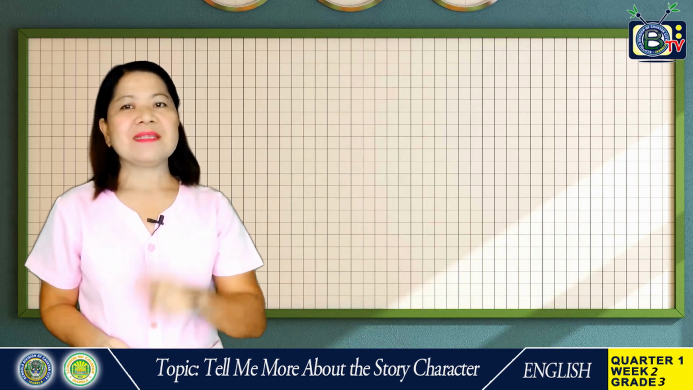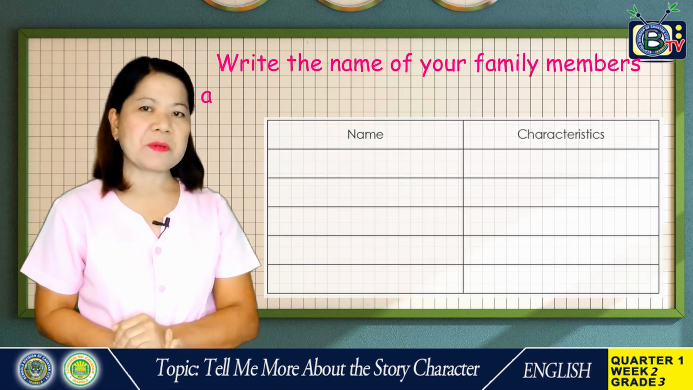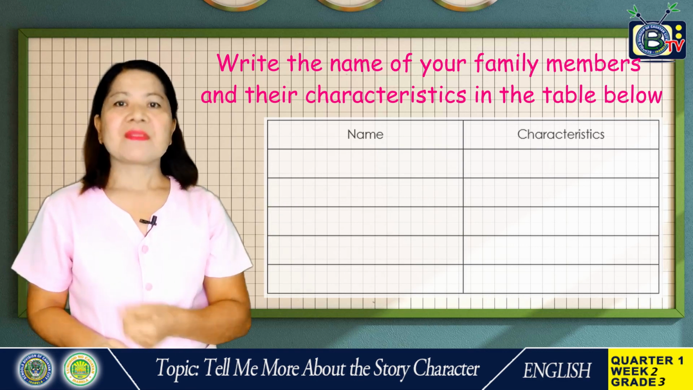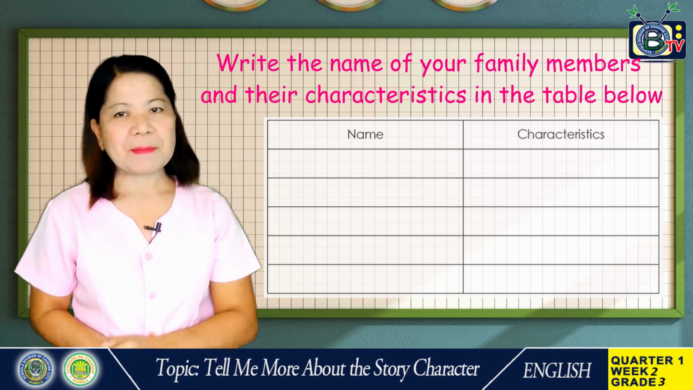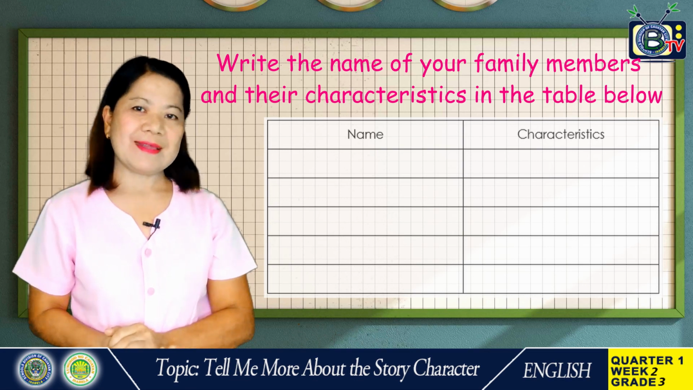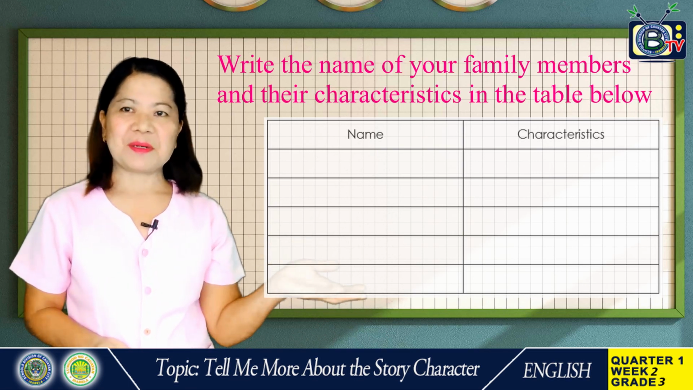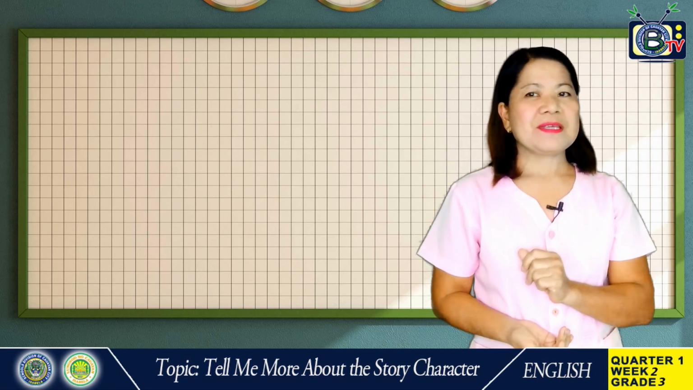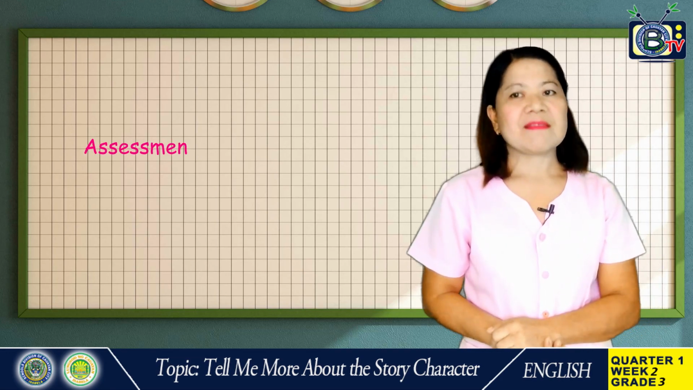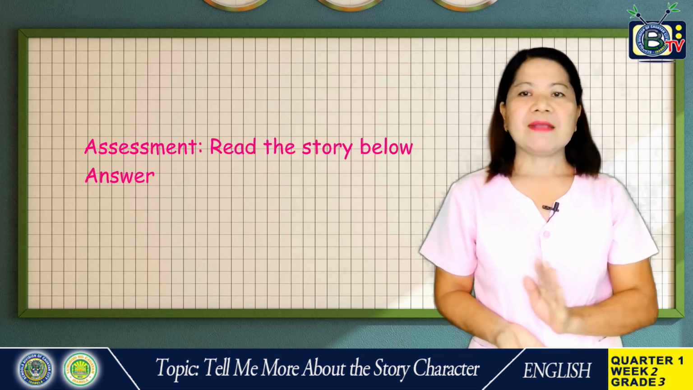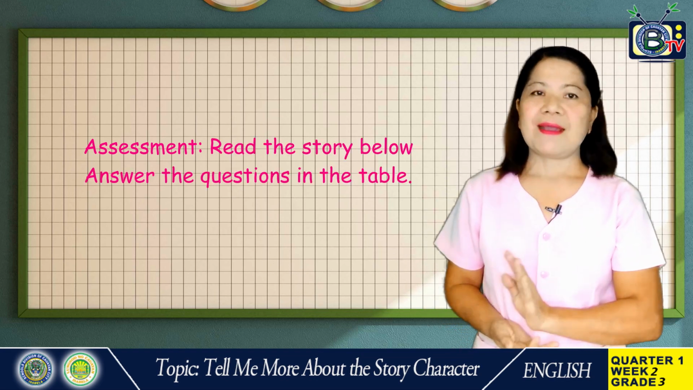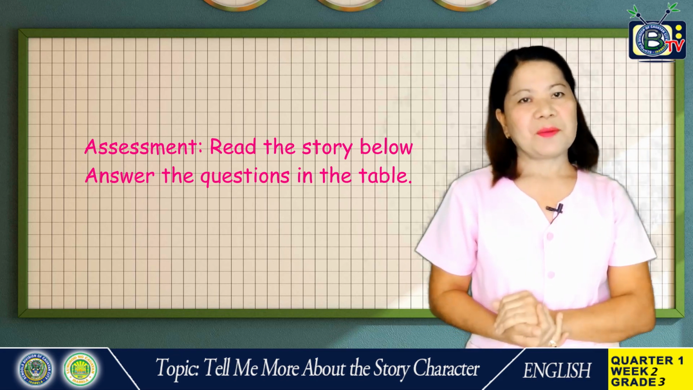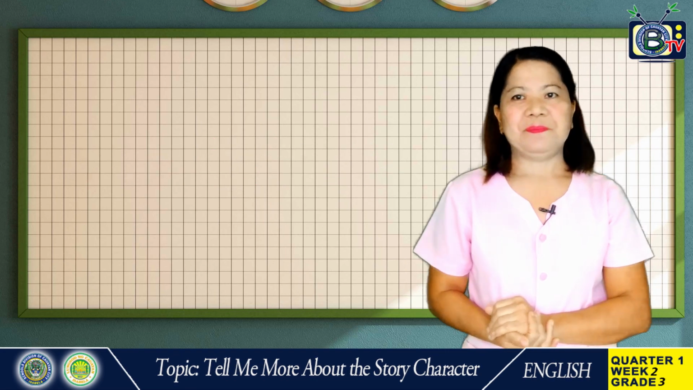For the direction, write the names of your family members and their characteristics in the table below. Time's up, children! You may continue it later. For the assessment, read the story below and answer the questions in the table.